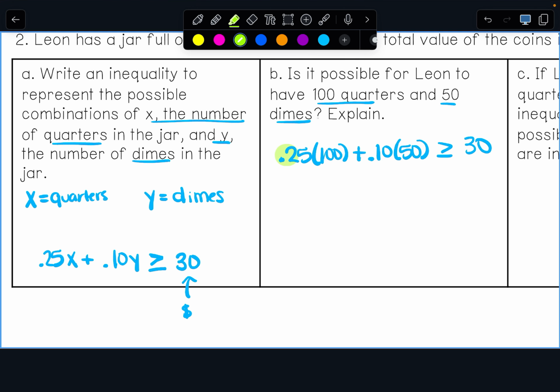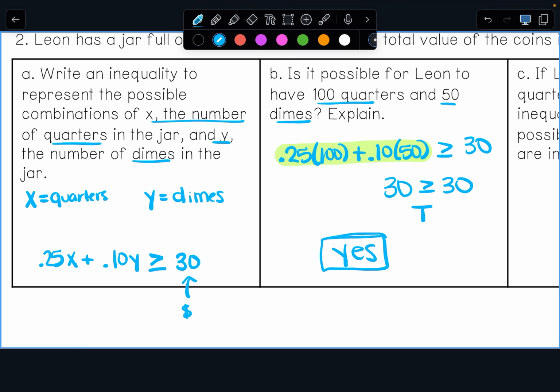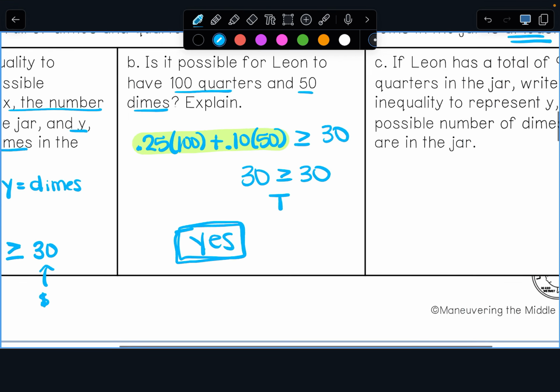Okay. What do you get when you do that? 25 plus 5, which is 30. Now, is 30 greater than or equal to 30? Yes, it's equal to. It says greater than or equal to. So we're going to use the or equal to, right? So yes, it is possible for him to have 100 quarters and 50 dimes.